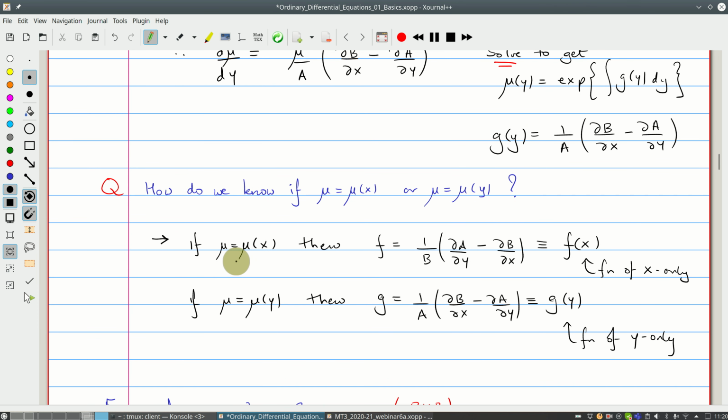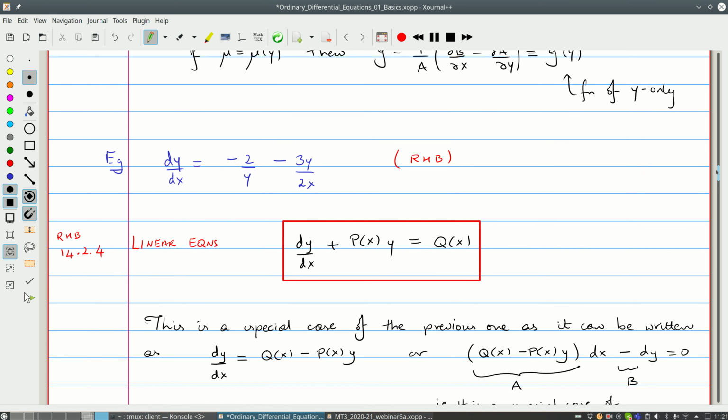So this is what I've summarized here. If mu is a function of x only, then f defined to be this thing is a function of x only, and vice versa. What you should do is simply compute this term, and if it turns out to be a function of x, then we know that mu is a function of x. Likewise, if you compute this term here and it turns out to be a function of y only, then we know that mu is a function of y only. So what you need to do is work a little bit backwards. You start from here, find out which of these is a function of x or y, and then you know which integrating factor you're going to be using.